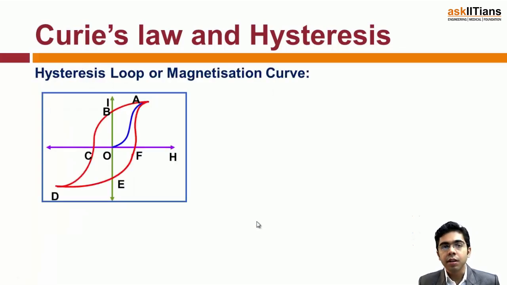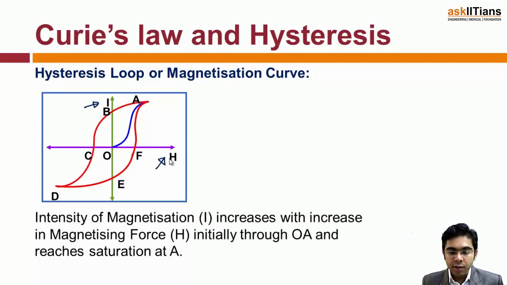Now come to the hysteresis loop. What is a hysteresis loop, or we call it the magnetization curve? The hysteresis loop is the curve which shows the variation of the magnetization, or the intensity of magnetization, in the material with respect to the applied magnetic field, or the applied magnetic force H. So it is the curve between I and H.